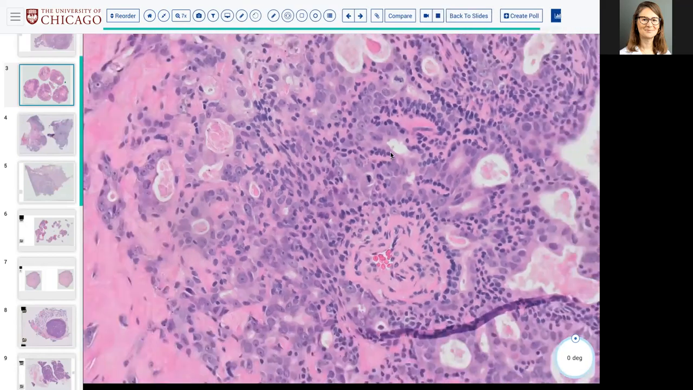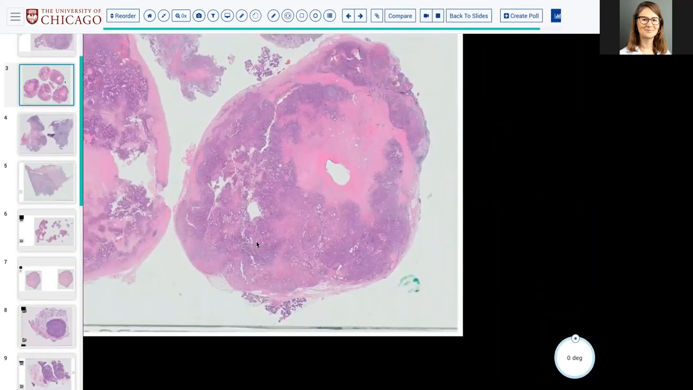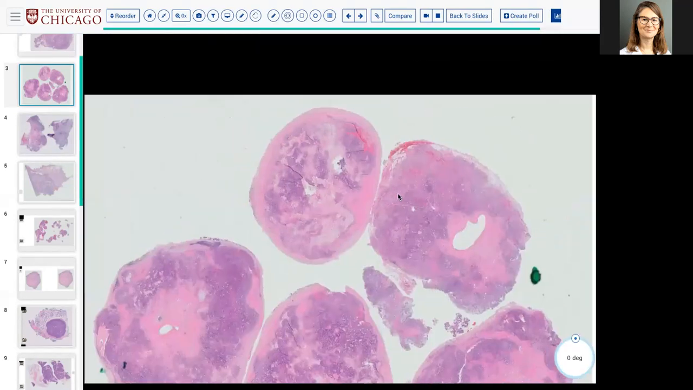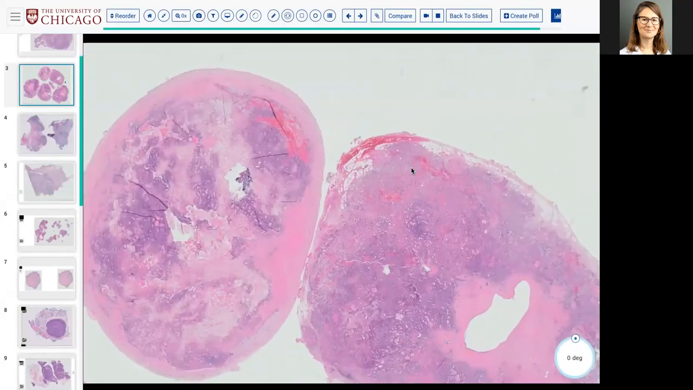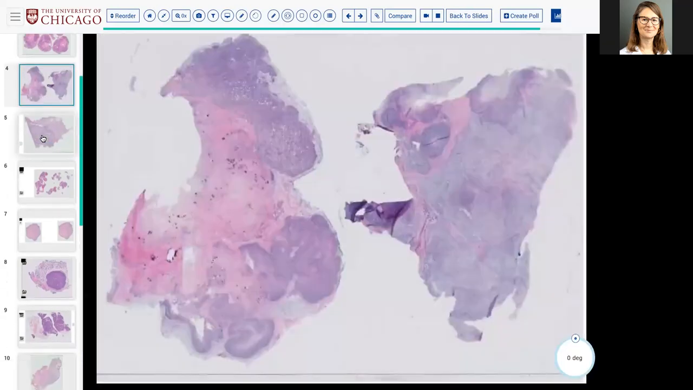Does that all make sense? Do you agree with me? If you don't, that's fine. There's a lot of differential diagnosis possibilities in salivary, but this is how I came to the conclusion of this case.